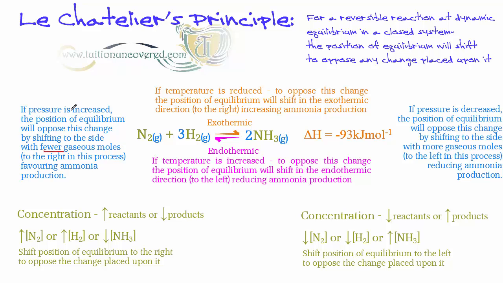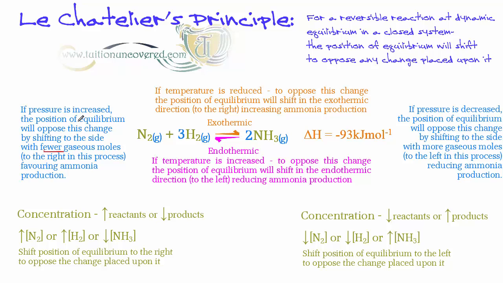So, if the pressure is increased, the position of equilibrium will oppose this change by shifting to the side with fewer gaseous moles to the right, this process favoring ammonia production. Likewise, if the pressure is decreased, the position of equilibrium will oppose this change by shifting to the side with more gaseous moles. So therefore, by having more gaseous moles, it's going to up the pressure to the left in this process, reducing ammonia production.